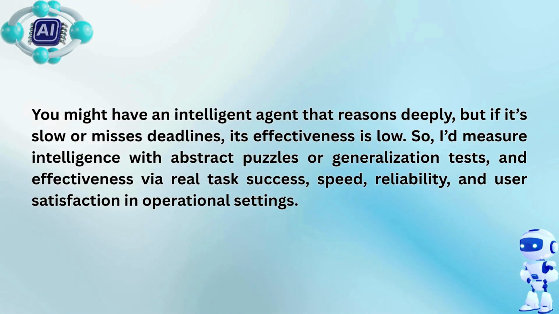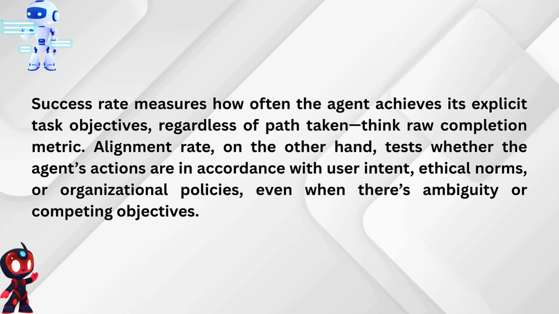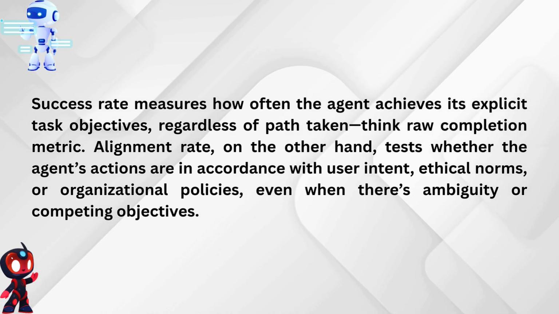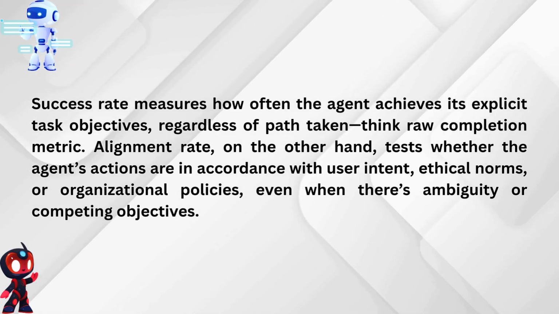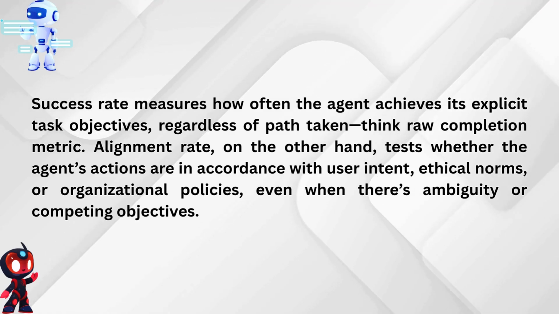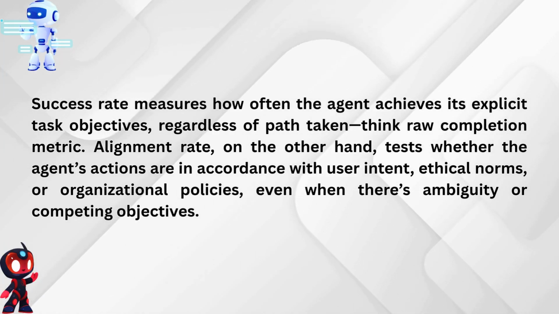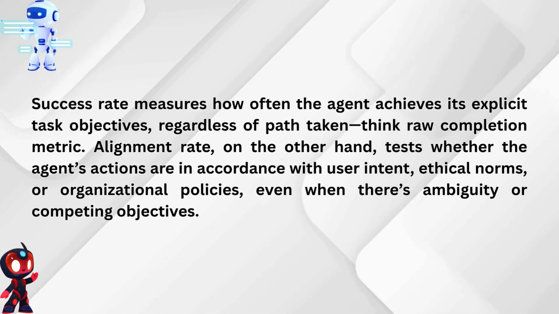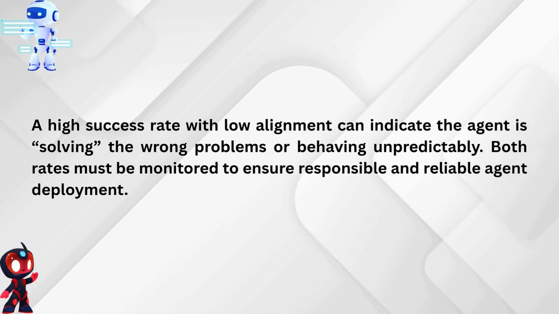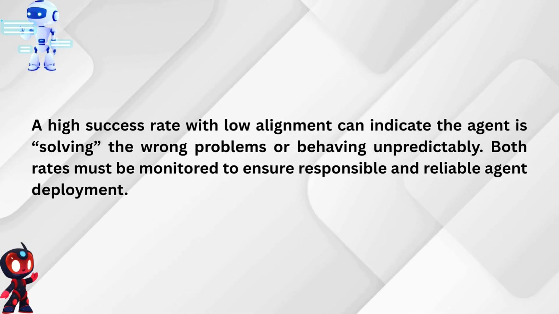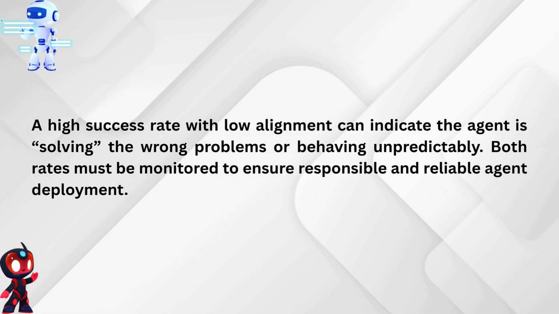What is the difference between success rate and alignment rate in agent systems? Success rate measures how often the agent achieves its explicit task objectives, regardless of path taken. Think raw completion metric. Alignment rate, on the other hand, tests whether the agent's actions are in accordance with user intent, ethical norms, or organizational policies, even when there's ambiguity or competing objectives. A high success rate with low alignment can indicate the agent is solving the wrong problems or behaving unpredictably. Both rates must be monitored to ensure responsible and reliable agent deployment.